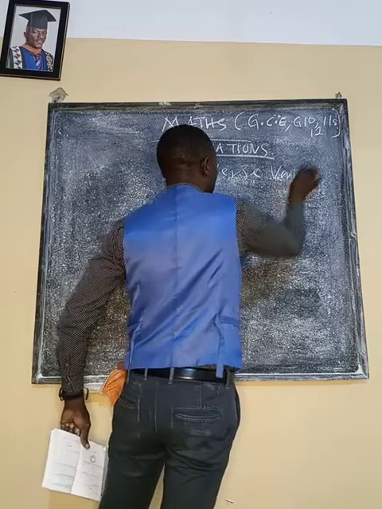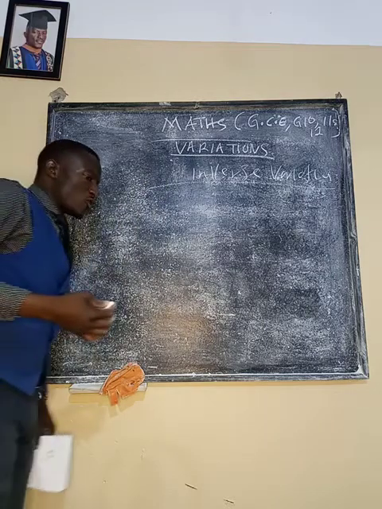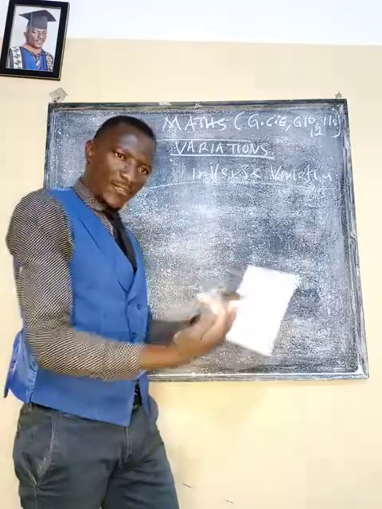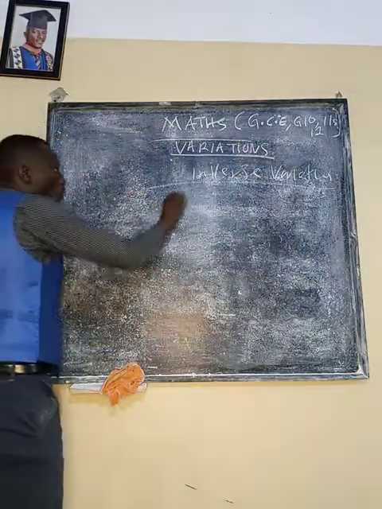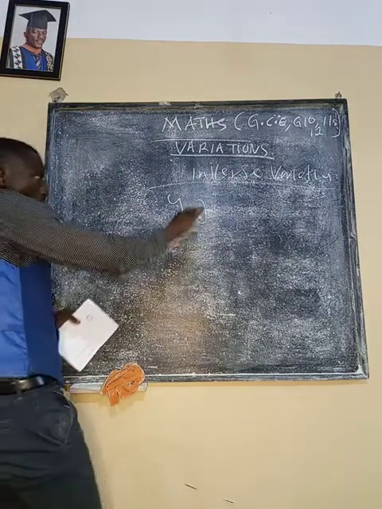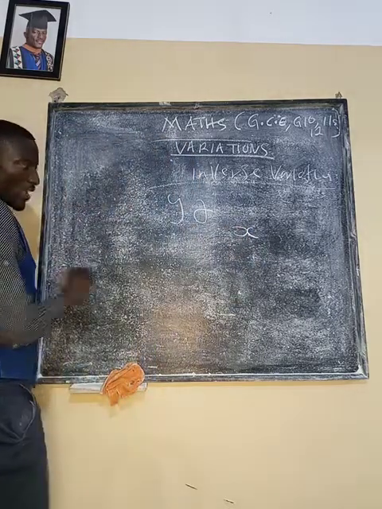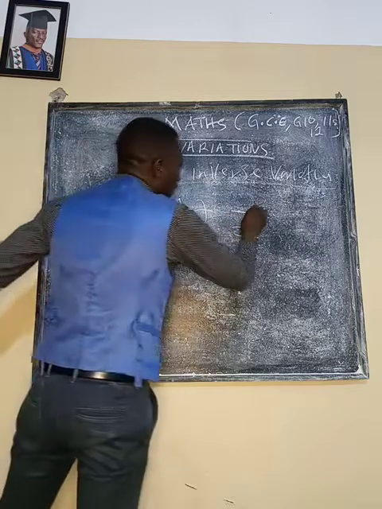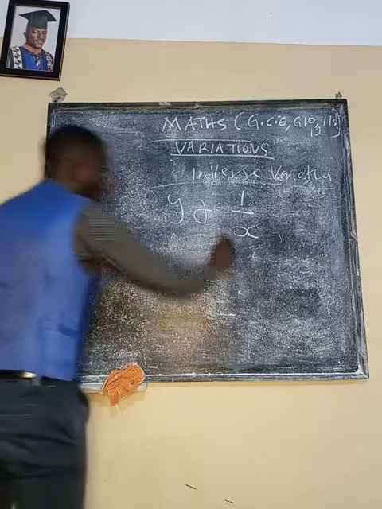Inverse variation, ladies and gentlemen, tells us that the variables are not moving at the same pace. They are differing: this one is ahead, the other one is behind. How do they look? Y varies, and since they differ, y will be on top and x will be down here. Because they vary inversely, they are not at the same pace, so put a 1 over here to show that this is the inverse of that.